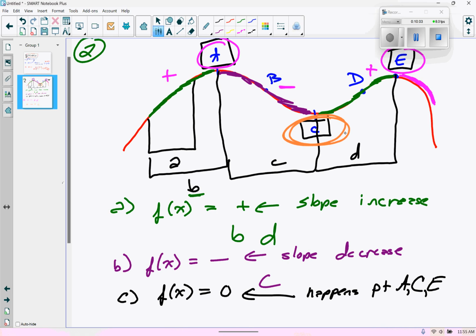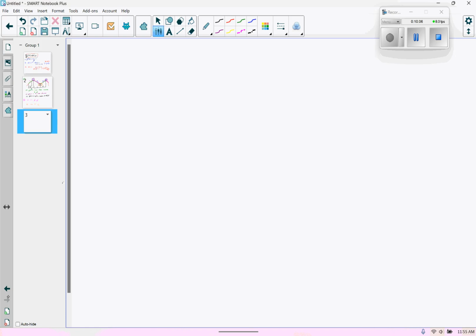All right, then we go to number 4. And it says find the derivative of each. So y equals 4. So what's the derivative of a number? 0. Cool.